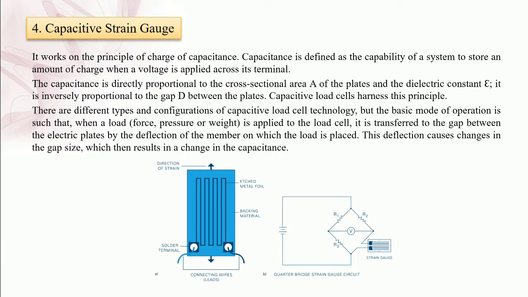A capacitive strain gauge has a capacitance of about 0.5 pF. Its overall size is around 5 mm by 17 mm, and the thickness is maximum 1 mm. There are different types and configurations of capacitive load cell technologies available, and the capacitance is directly proportional to the cross-sectional area for this capacitive strain gauge. It uses a polyamide film as insulating material, which can be used up to a temperature of 300 degrees centigrade.